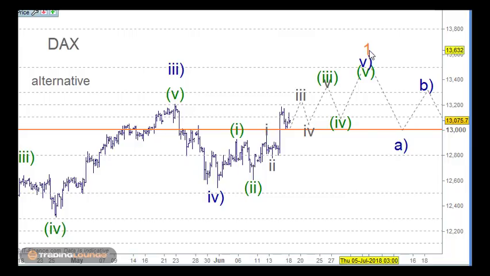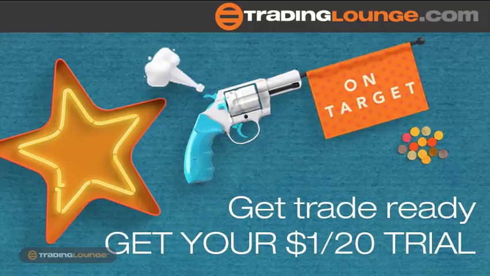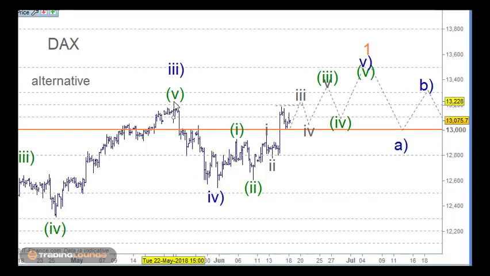We don't know if that's the case just yet, but if this top here gets taken out, or rather even this top here is more significant, then we would need to look at this here.